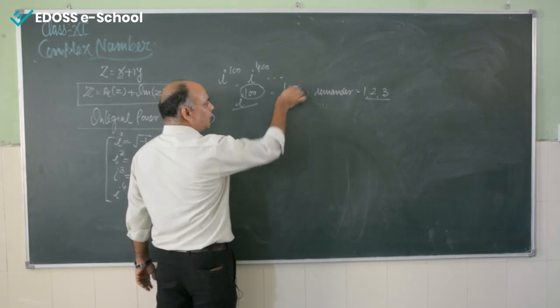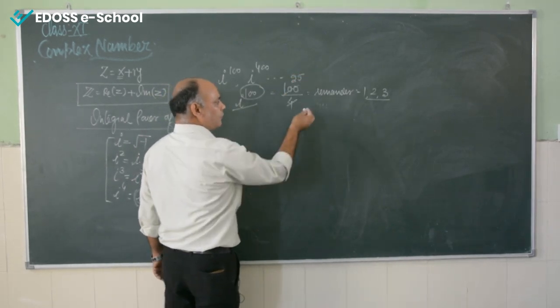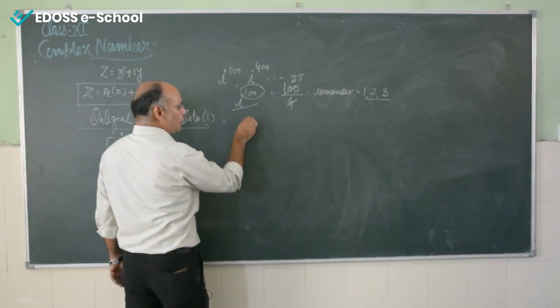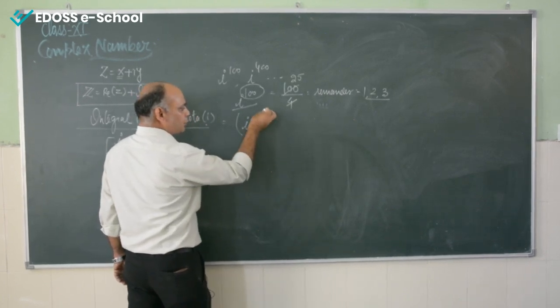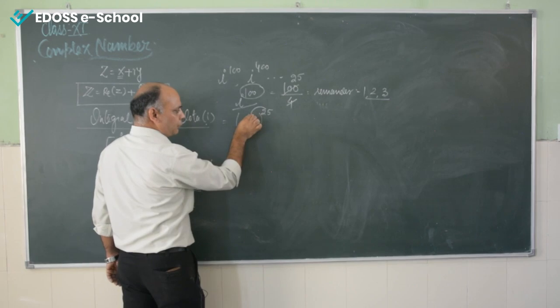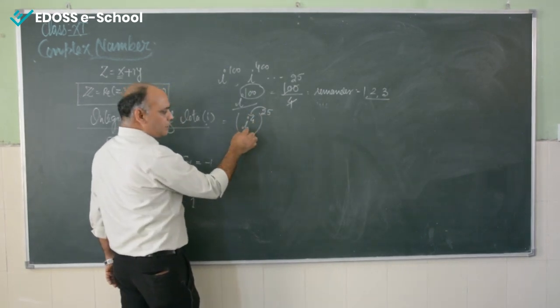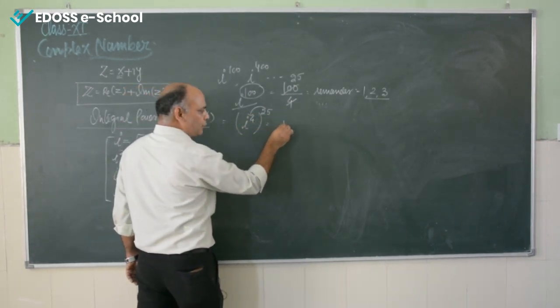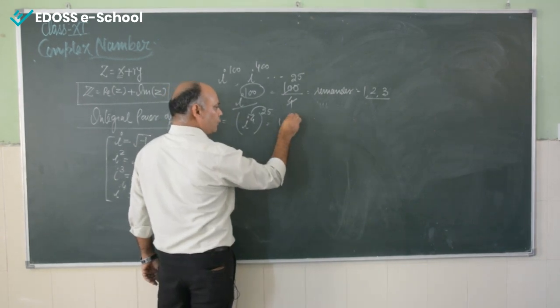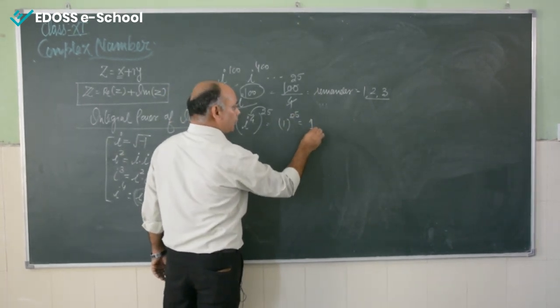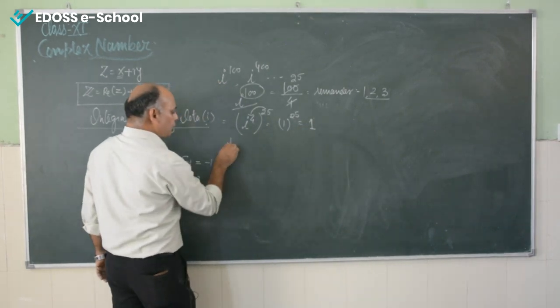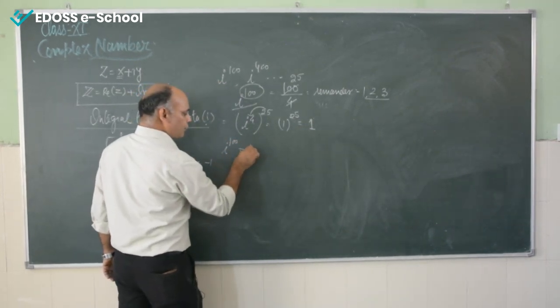Dividing by 4, this is equal to 25, which means you can write it as iota to the power 4 and whole power 25. 25 times 4 is 100. That means iota to the power 4 is equal to 1, and 1 having power 25 will be equal to 1. That means iota to the power 100 will be equal to 1.